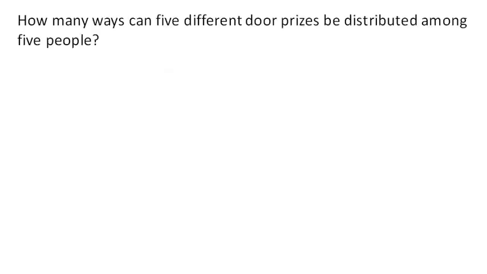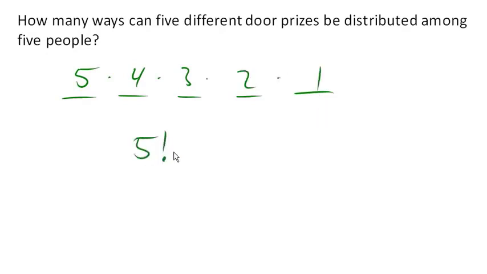How many ways can 5 different door prizes be distributed among 5 people? So we've got 5 people, and we've got 5 different prizes. So how many choices are there for the first person? 5. How about for the second? 4, 3, 2, and 1, or in other words, 5 factorial. And if you can find the factorial button on your calculator, it'll make your life a little easier than hitting multiplication, 5 times 4 times 3 times 2 times 1. But either way, we come up with 120 different ways to distribute those prizes.